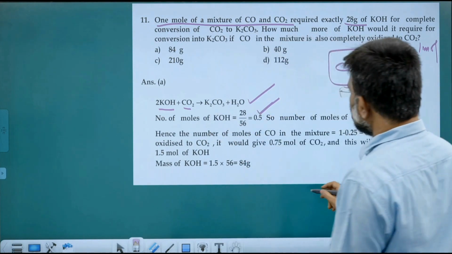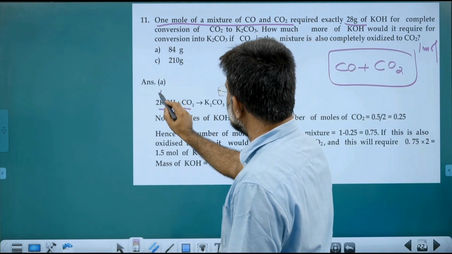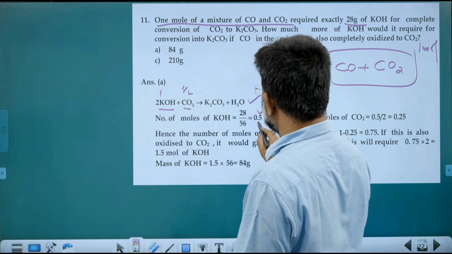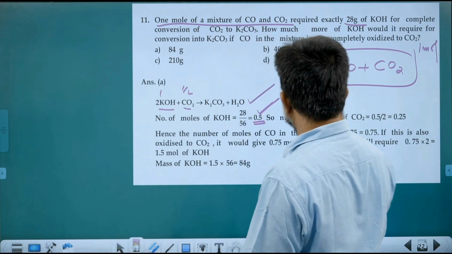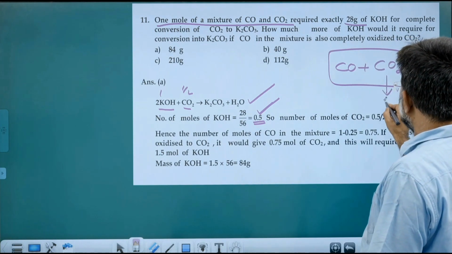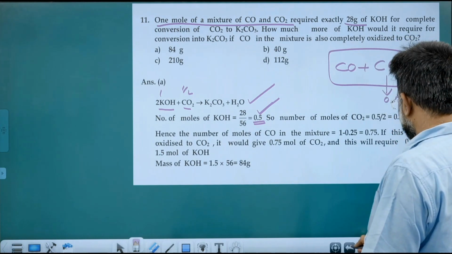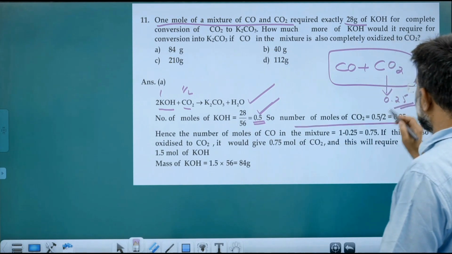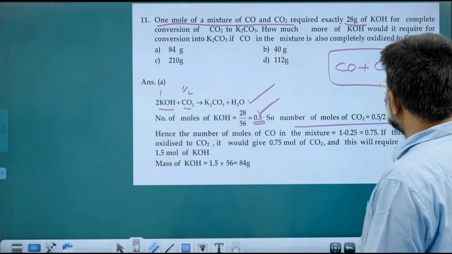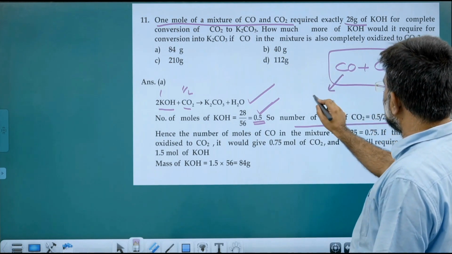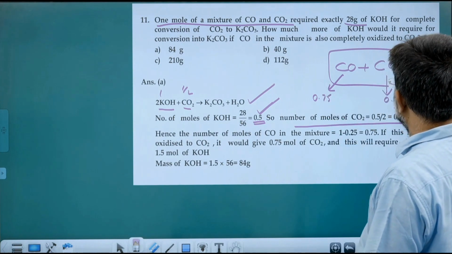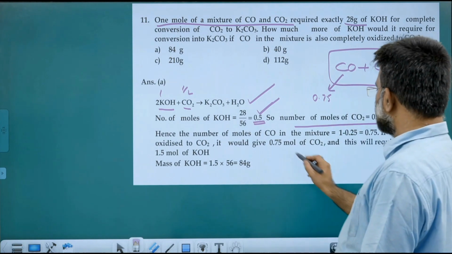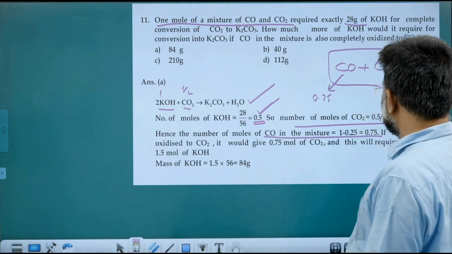Therefore, CO2 will be, you see, 2 mole KOH to 1 mole CO2, so the ratio is 1 with half. So this is the number of moles of KOH, therefore the number of moles of CO2 will be half of 0.5, so 0.25. So the number of moles of carbon dioxide will be 0.25. If this is 0.25, this is 0.75 because the total is 1 mole. So the number of moles of carbon monoxide will be 0.75.